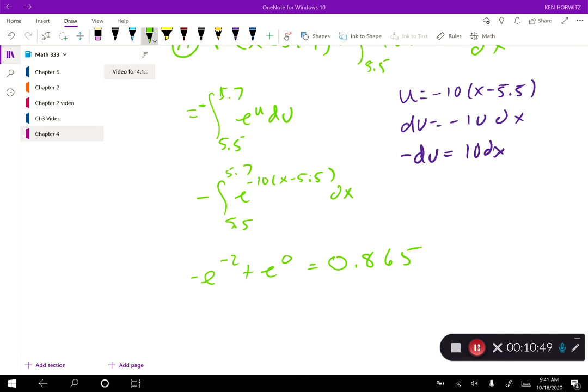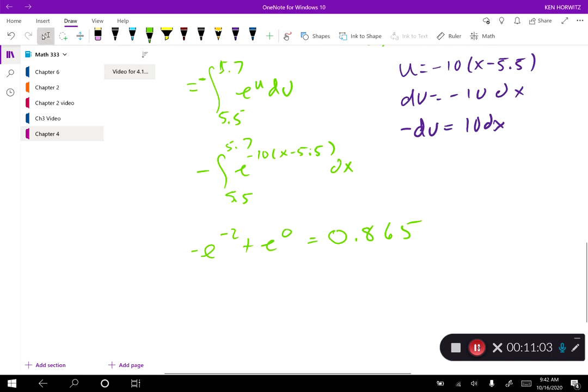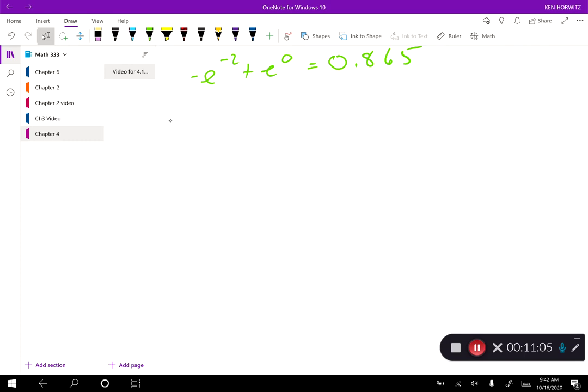So that is the probability that the width of our pipe will be between 5.5 millimeters and 5.7 millimeters. All right, now the second thing I want to do with this same problem, and I'm going to call that B, is I'd like to know the probability that our width is greater than 6 millimeters.